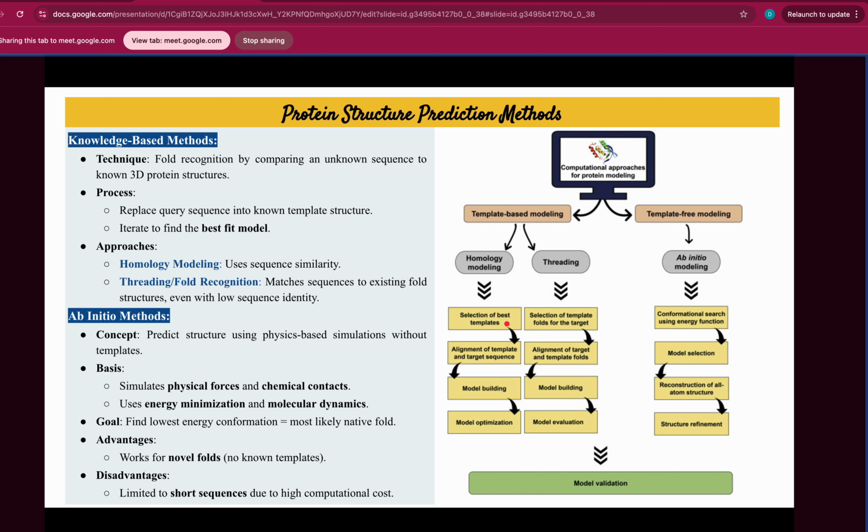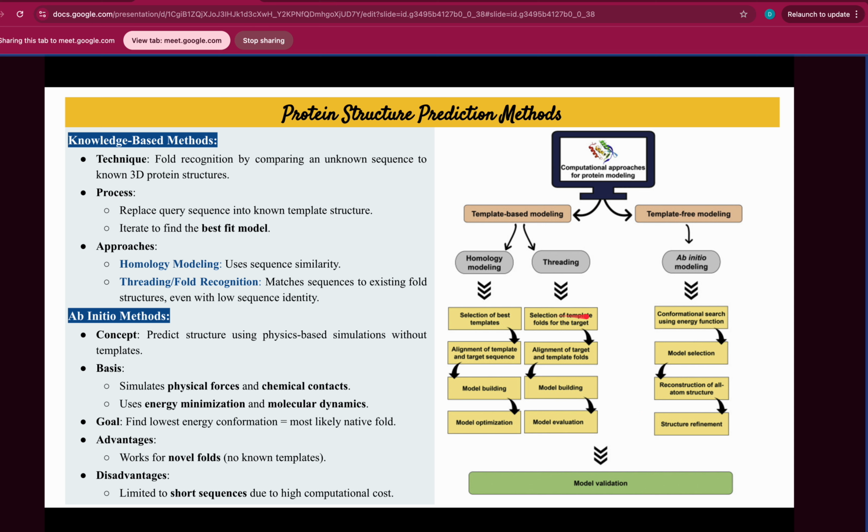Yeah, so selection of best template is done, and then alignment of template and target sequence. Target sequence is the one for which we are trying to predict the structure. We build a model and we optimize that model, and ultimately we will validate that model. So this will help us to predict the structure for our target sequence.